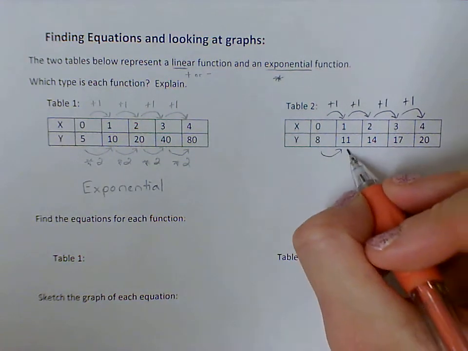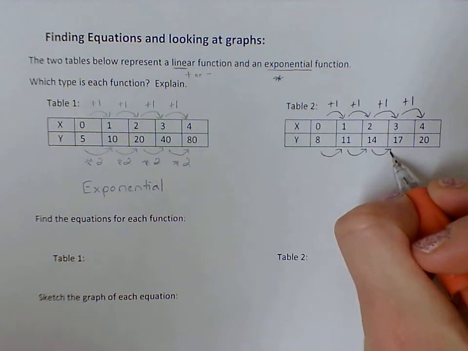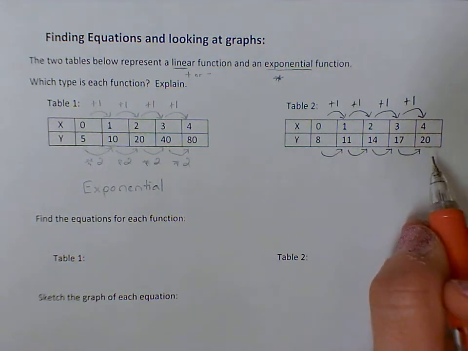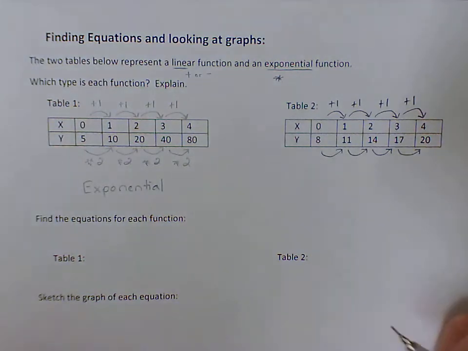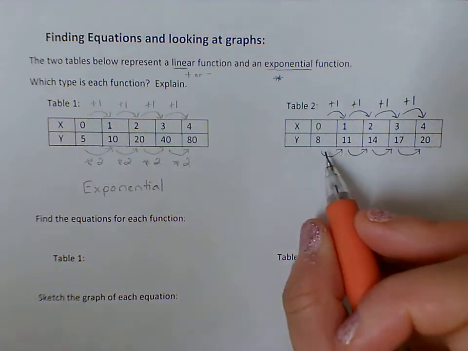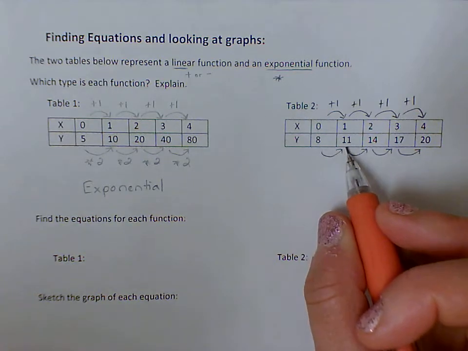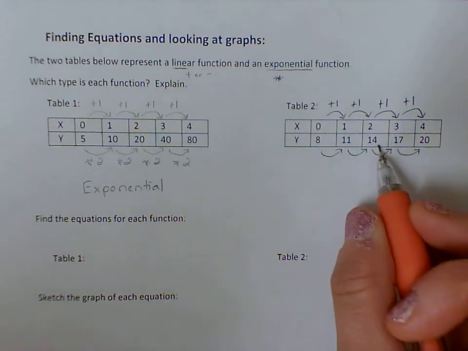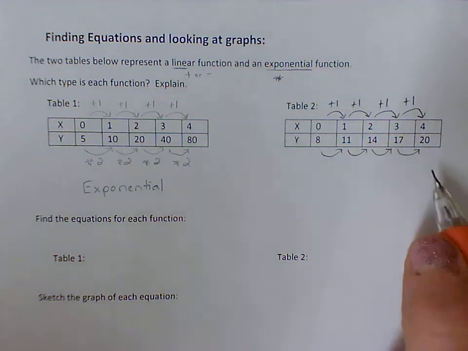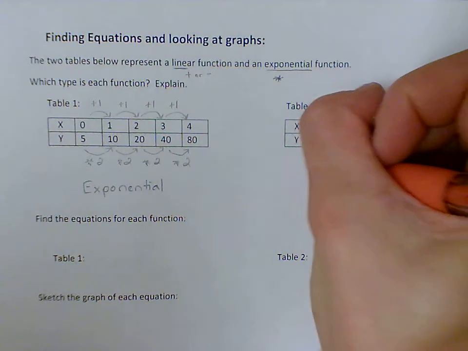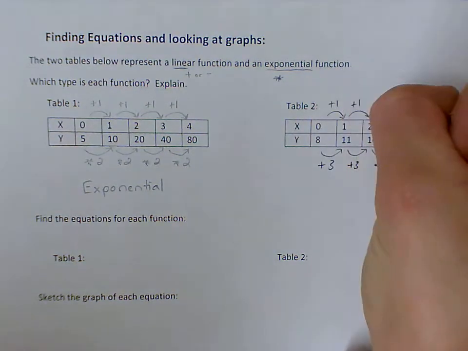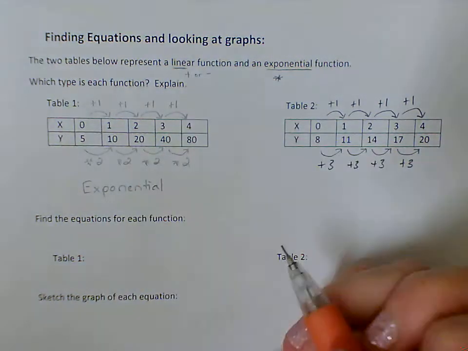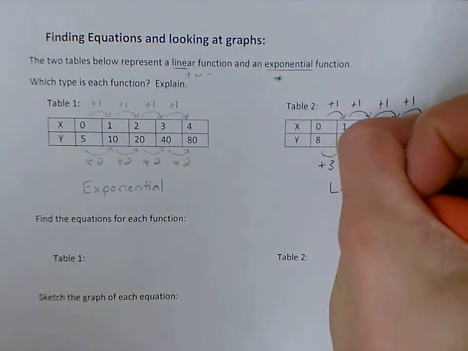So now let's look at the pattern between our y values. What am I doing to go from 8 to 11, 11 to 14? You can sit here and think, okay, am I adding a constant number? Am I multiplying by a constant number? And eventually you'll figure out that if I add 3 to 8, I would get 11. 11 plus 3 gives me 14. If I add 3 again, I get 17. And then if I add 3 again, I get 20. So the pattern here is I'm adding 3. And because I'm adding a constant number, that means that this one would be linear.